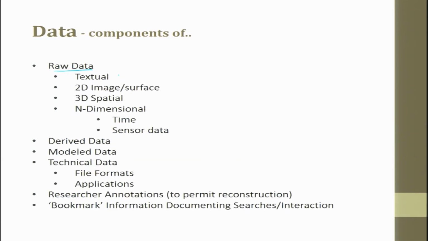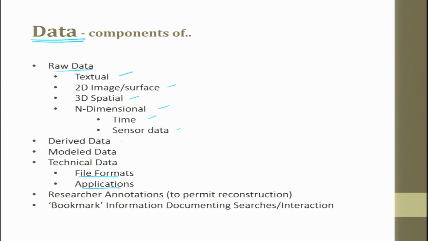The raw data will be in textual form, image form, surface, 3D spatial, and n-dimensional, which has time and sensor data. There is also derived data: from the raw data you do a dy by dx and you get derived data. You have modeled data, technical data, file formats and applications. These are the different data forms used when we start working in 3D applications.